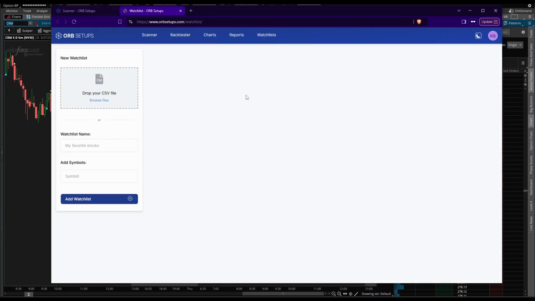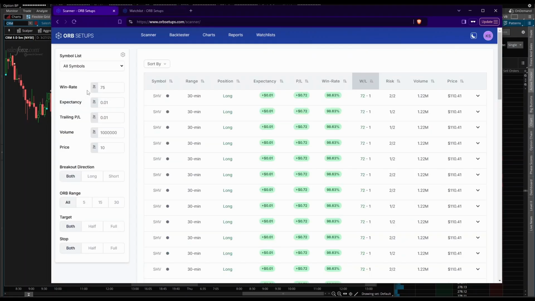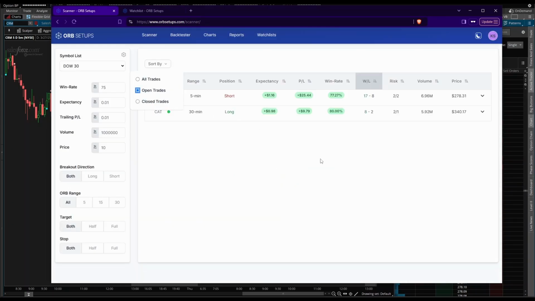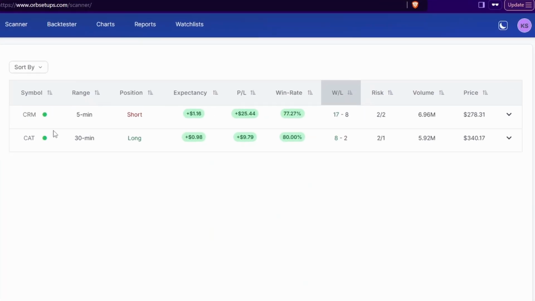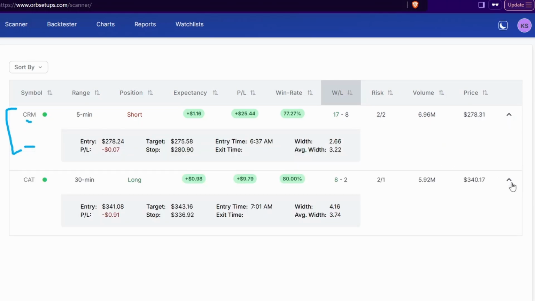You can create your own watch list here if you'd like, or you can use some of our pre-built ones. So I'll use the Dow 30, and one more time I'll zoom in on just the open trades, and now notice how much smaller this list is. Salesforce and Caterpillar. Those are the two places where I still have the morning opening range breakout trade still open, quote unquote. Caterpillar is a long, Salesforce is a short. Salesforce is fairly close to its entry, Caterpillar a little bit further away.